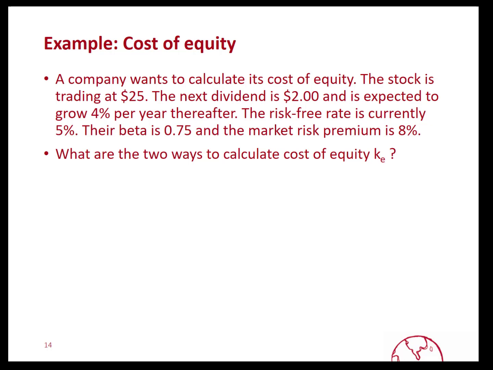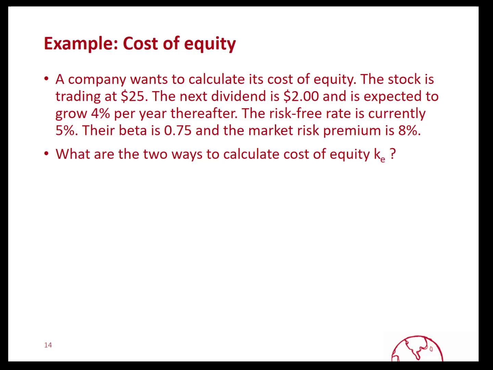Okay, so let's look at an example of how you calculate a cost of equity. Let's say a company has its stock trading at $25. The next dividend is $2, and that's expected to grow at a constant rate of 4% per year thereafter. If the risk-free rate for government bonds is currently 5%, the stock's beta is 0.75, and the market risk premium is 8%, what would be the required return or the cost of equity for this company?